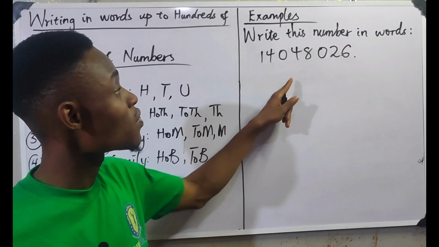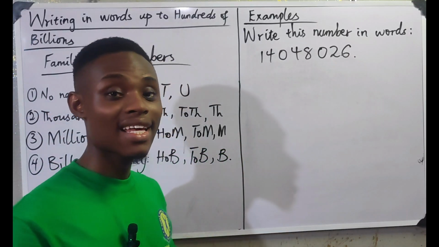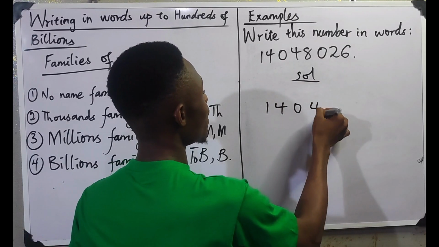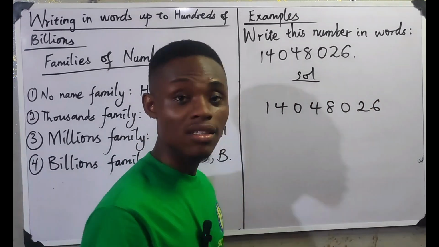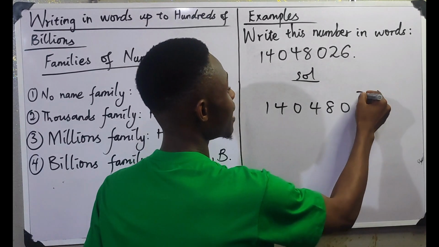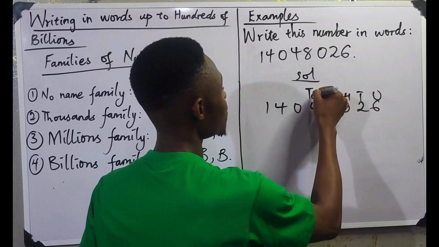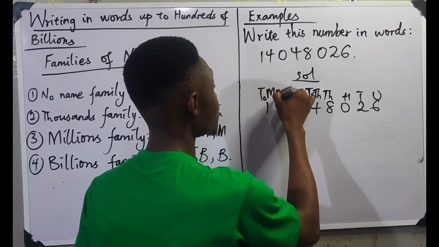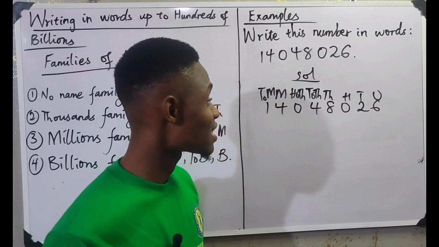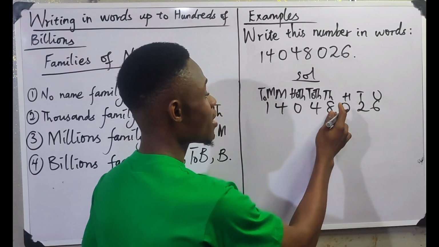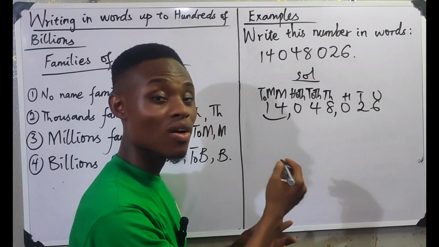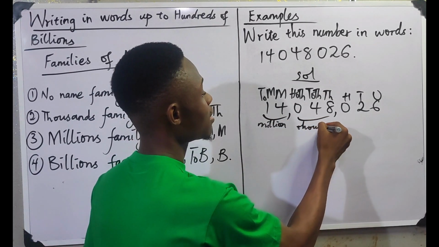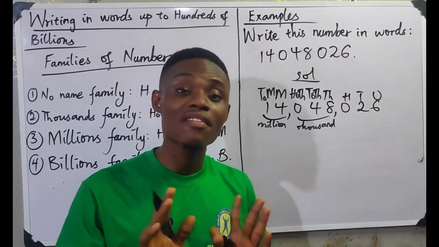You have 14,048,026. Let's identify this number. Solution. 14,048,026. The place values: units, tens, hundred, thousand, tens of thousand, hundreds of thousand, millions, tens of millions. Wow, this number is up to tens of millions. Interesting. So count 1, 2, 3, comma, 1, 2, 3, comma. What do you have here? You have the millions. What do you have here? Thousand. And this one doesn't have a particular name.